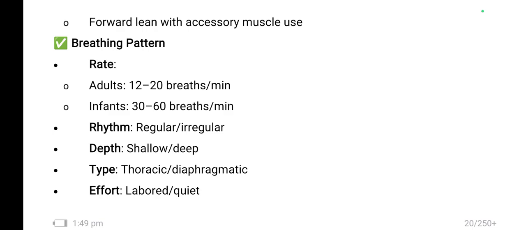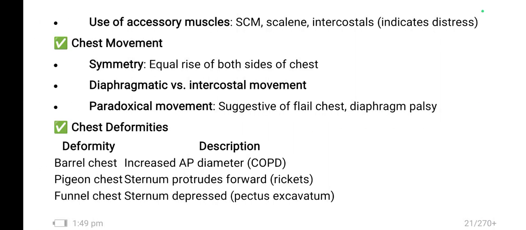Rhythm, regular or irregular. Breaths shallow or deep. Type, thoracic or diaphragmatic. Effort, labored or quiet. Use of accessory muscles, whether sternocleidomastoid, scalene, intercostal, indicates distress. Chest movement, whether symmetrical or asymmetrical. Equal rise of both sides of the chest, diaphragmatic versus intercostal movement. Paradoxical movement is suggestive of flail chest, diaphragm palsy.